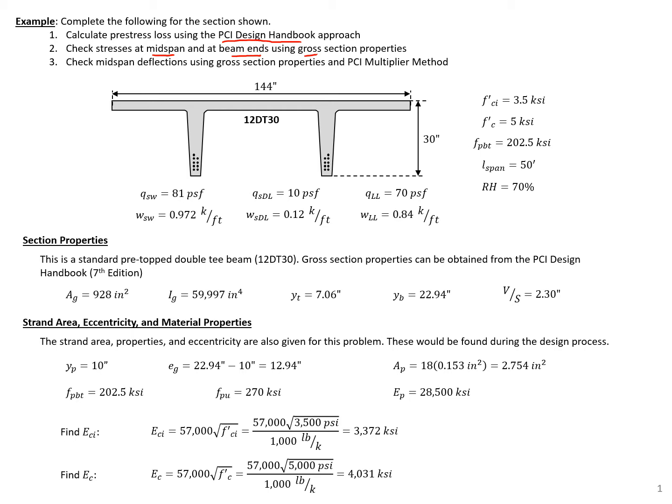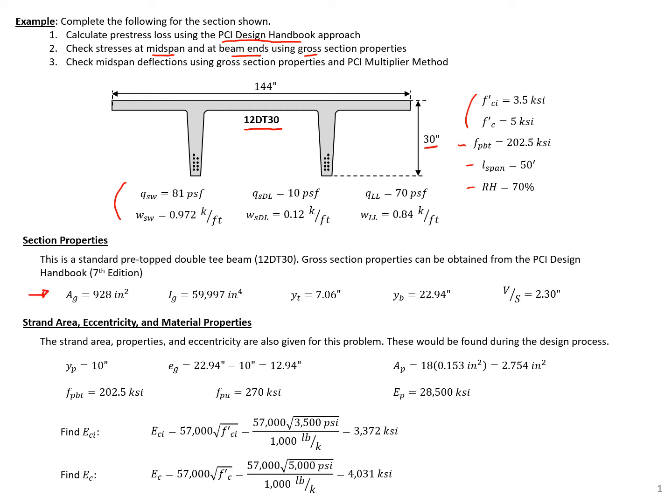We're going to look at a standard double T section, a 12 DT30 with a 30-inch depth. We are given some information on our loading, information on our concrete strength, the release strength and ultimate strength of the concrete, the stress in the strand before transfer, the span length, and the relative humidity. For standard precast sections, we'll often be given our gross section properties. So the standard sections for this 12 DT30, I obtained from the PCI Design Handbook, and I give them to you right here.